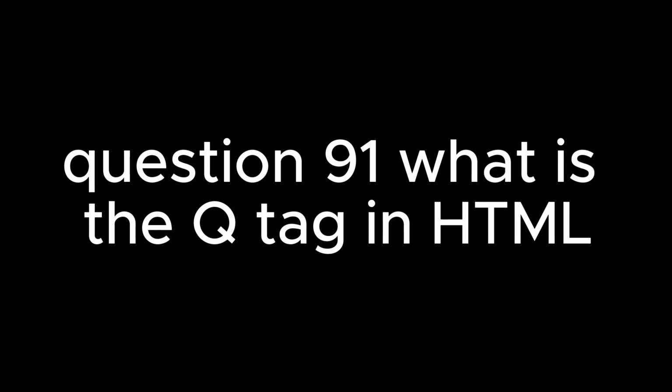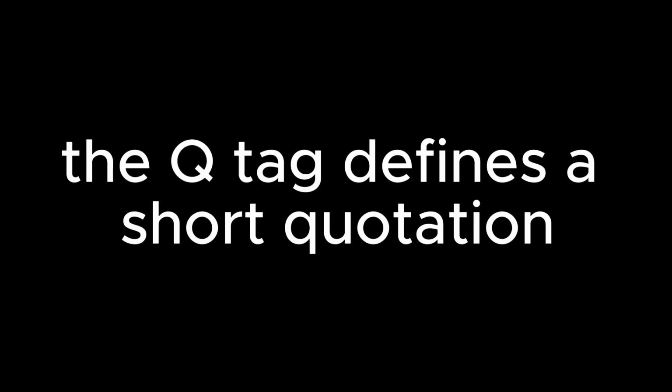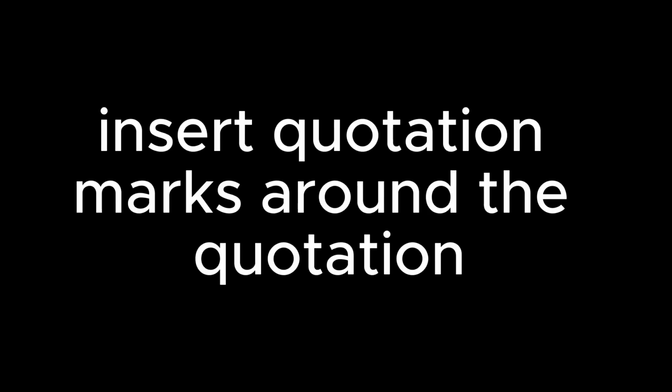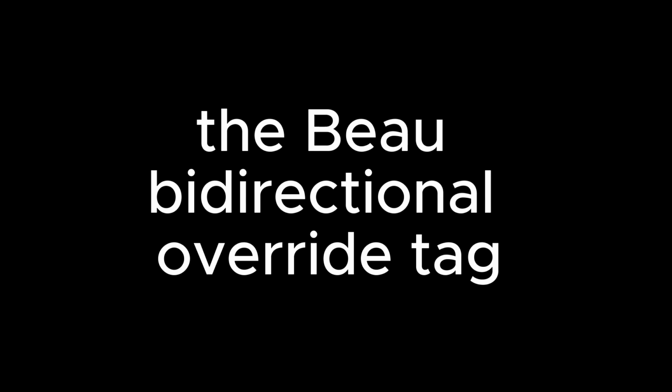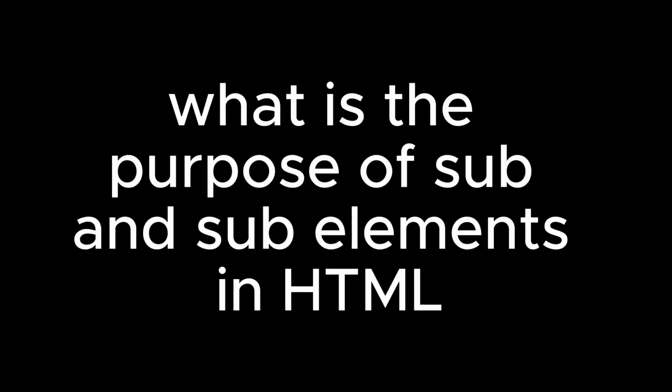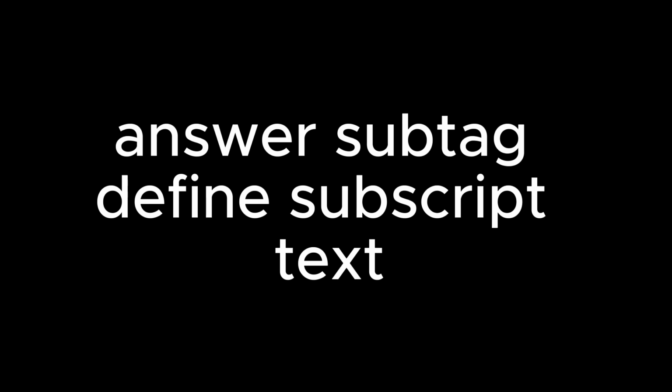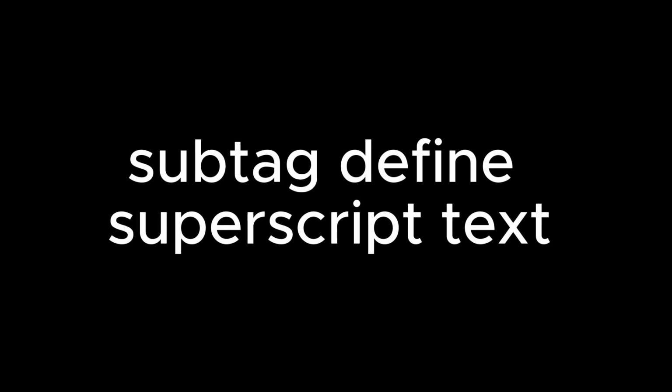Question 91. What is the q tag in HTML? Answer. The q tag defines a short quotation. Browsers normally insert quotation marks around the quotation. Question 92. What does the bdo element do in HTML? Answer. The bdo, bidirectional override, tag is used to override the current text direction. Question 93. What is the purpose of sub and sup elements in HTML? Answer. Sub tag defines subscript text. Sup tag defines superscript text.